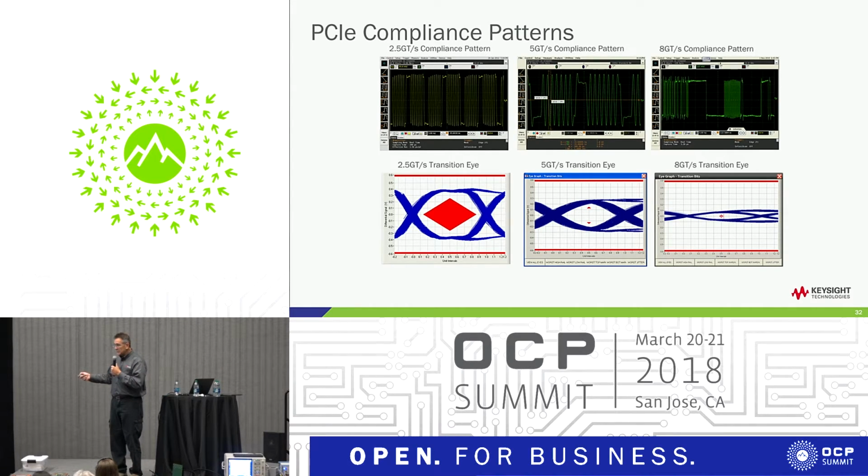So that's where the BERT comes into play, because the BERT is able to generate a signal that represents the worst case eye that a receiver might see. So for Gen 3, Gen 4, Gen 5, the BERT plays a crucial role in the validation and the achievement of interoperability.